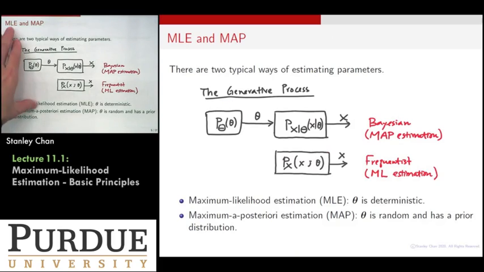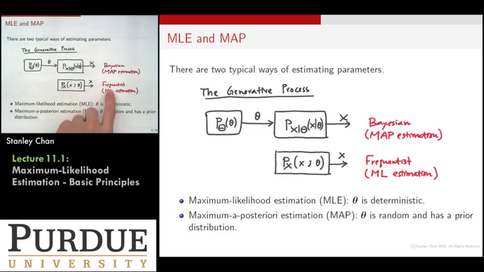I mentioned there are two approaches to parameter estimation. We are talking about maximum likelihood estimation in this lecture. Next lecture, we will talk about the MAP approach. Now, how do you understand the difference between these two? It can be understood by looking at this diagram. This is called a generative process. This is about how you can generate the observations from the model.